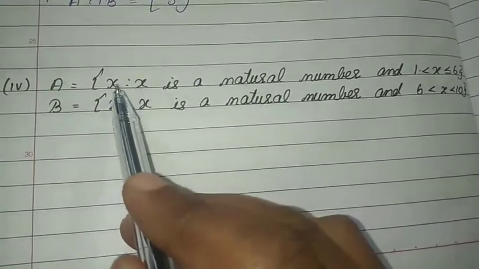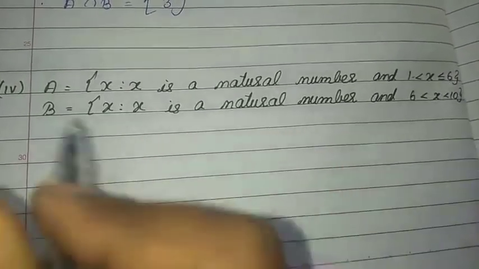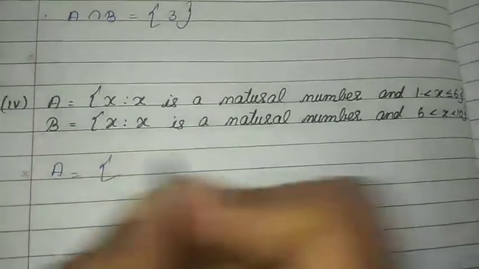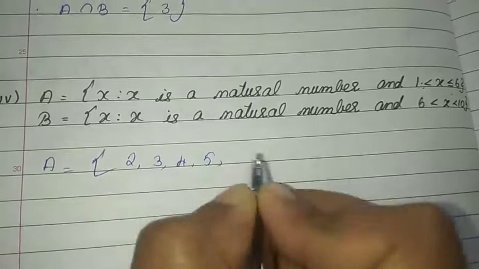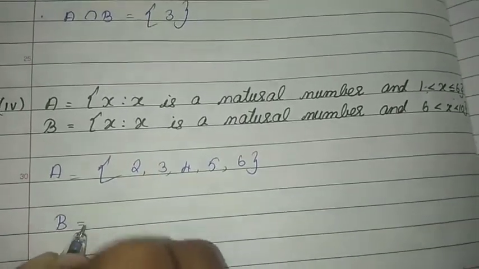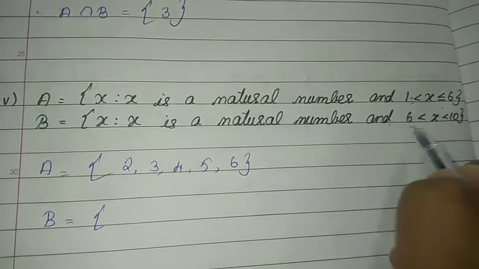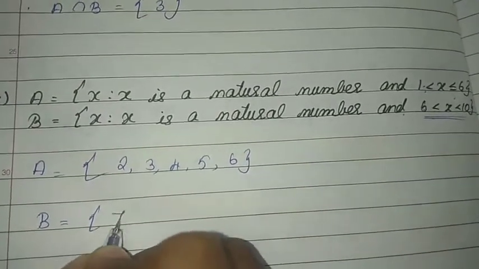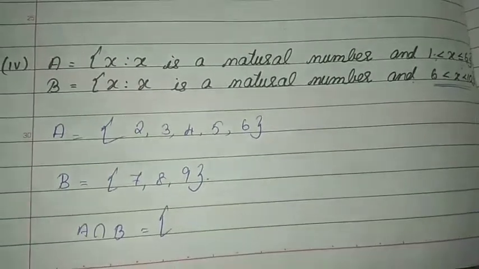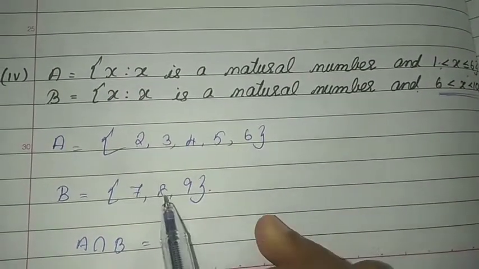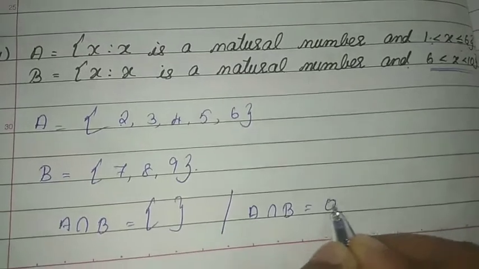Fourth subdivision, A is equal to {x such that x is a natural number and 1 < x ≤ 6}. It means A is equal to, since it is an open-closed interval, I will write {2, 3, 4, 5, 6}. Next, B is equal to {x such that x is a natural number and 6 < x < 10}. This is an open interval, so I will not include 6, so {7, 8 and 9}. So now what will be my A intersection B? Only the common elements, no? So what is common here? Nothing. So I can just leave it as empty, or A intersection B is equal to the null set.